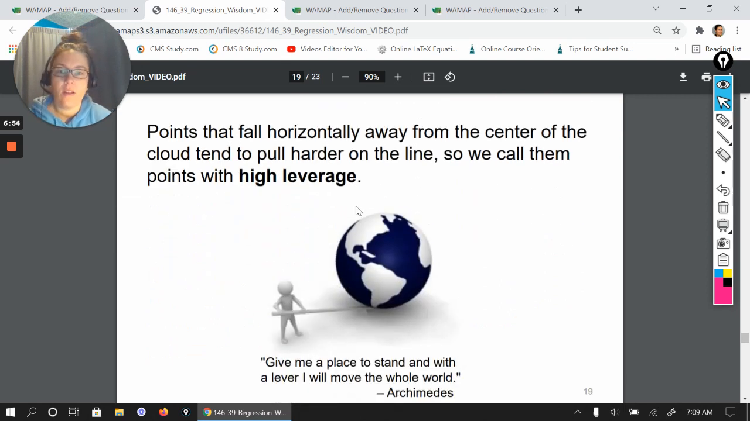Points that fall horizontally away from the center of the cloud tend to pull harder on the line, so we call them points with high leverage. We've got this little quote down here, "Give me a place to stand, and with a lever I will move the whole world." Archimedes. Again, points that fall horizontally away from the center of the cloud tend to pull harder on the line. So we call these points with high leverage.